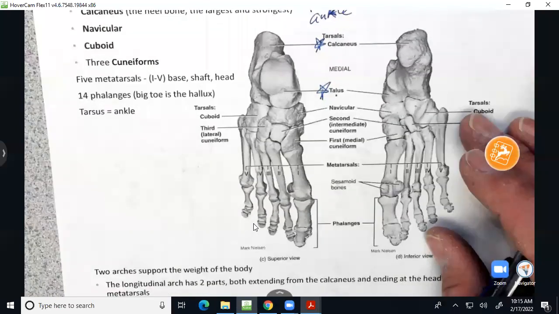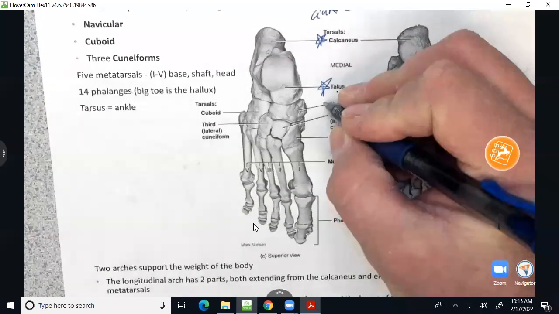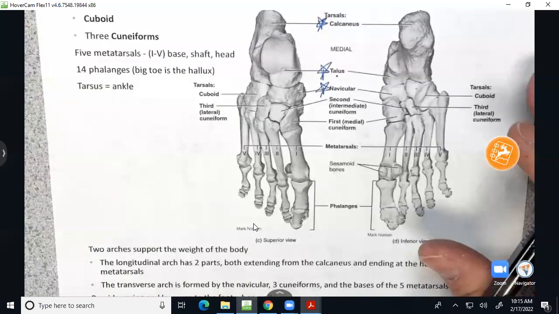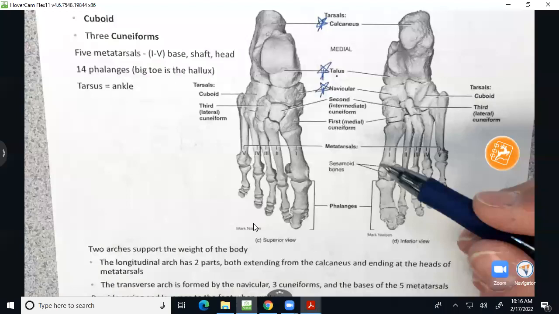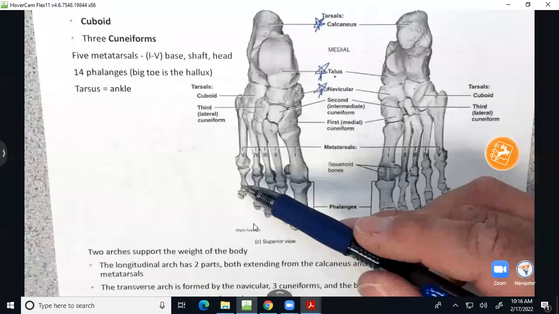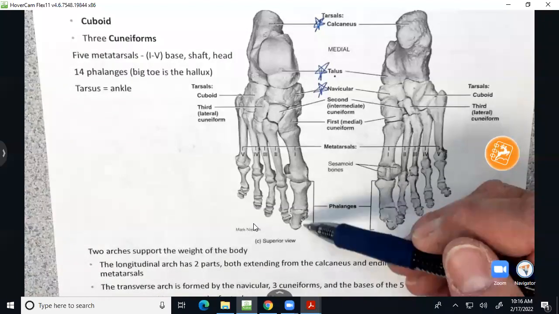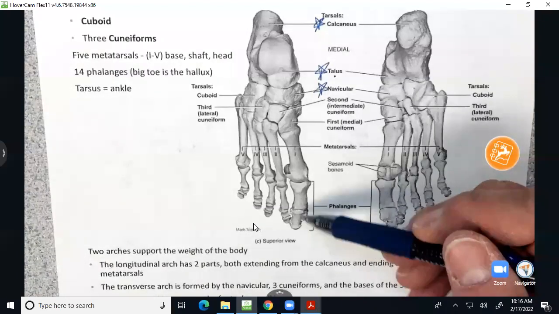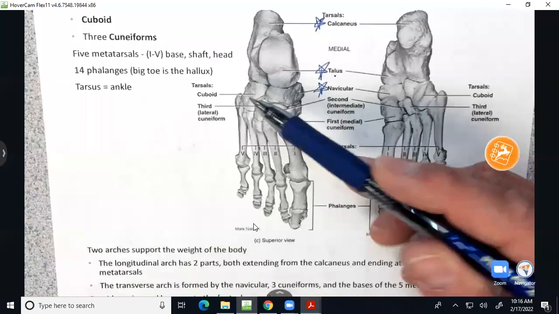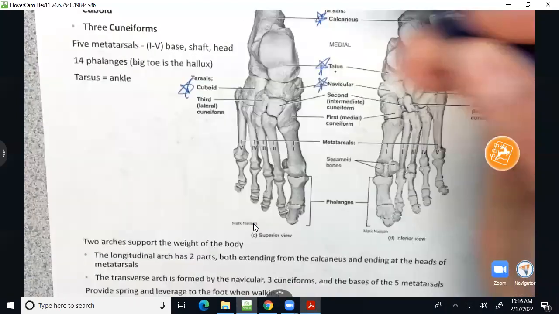Okay, then you've got the navicular. The navicular sits just in front of the talus on the medial side. Remember, it's easy to tell big toe versus little toe. So this is the big toe. This has to be medial because your big toe is medial. Okay, that's where you find the navicular, whereas the cuboid is lateral.